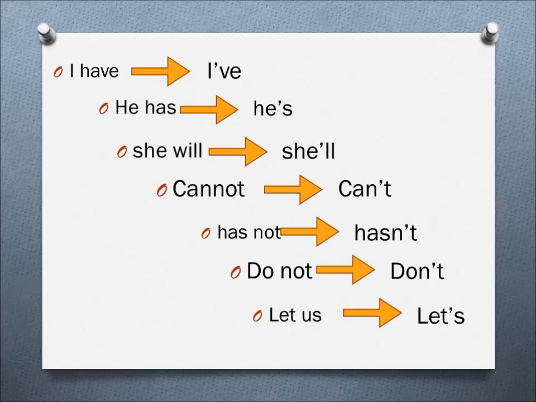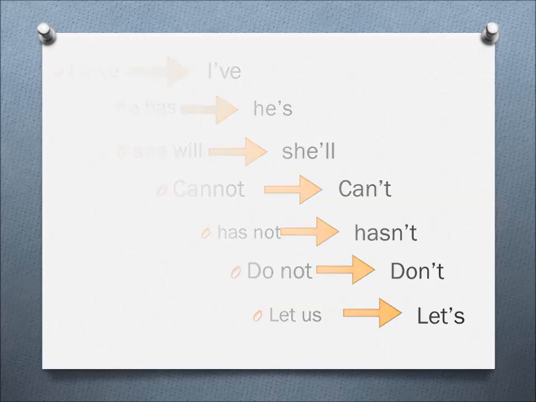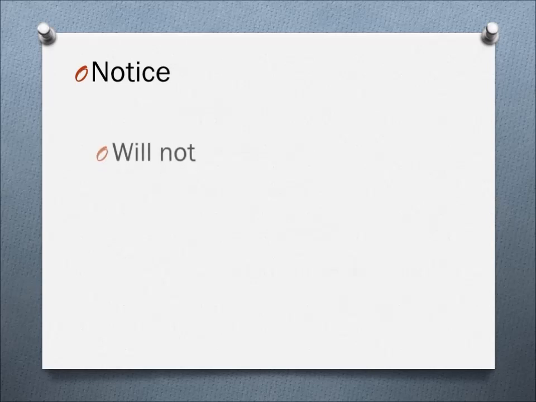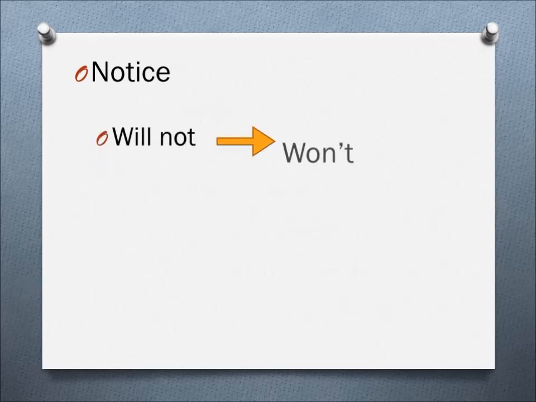And we have the words will not, and this is an irregular form of contractions. Will not changes to be won't with an O, okay? Won't with an O and an apostrophe between the N and the T. So again, it's won't, which means will not.